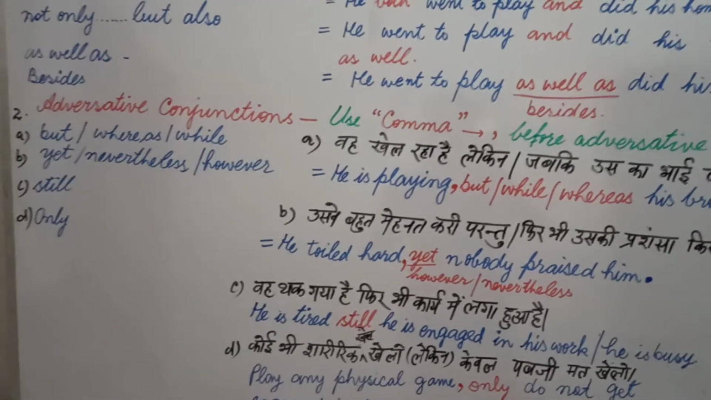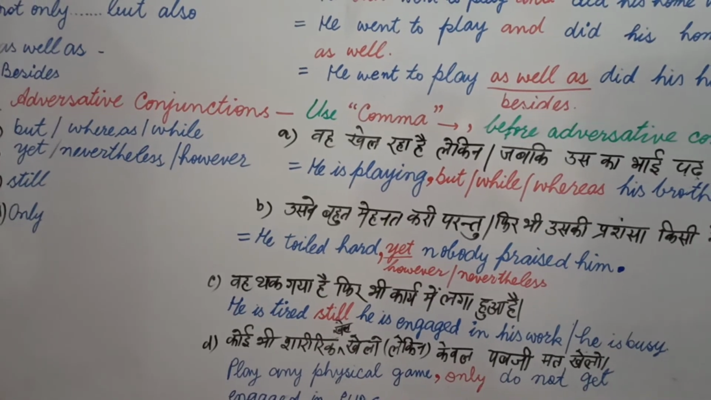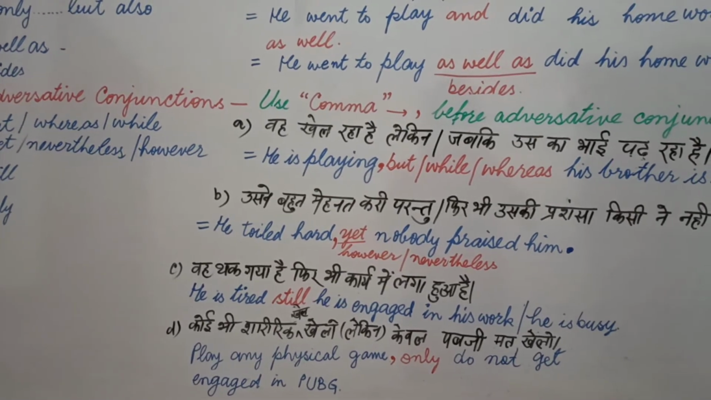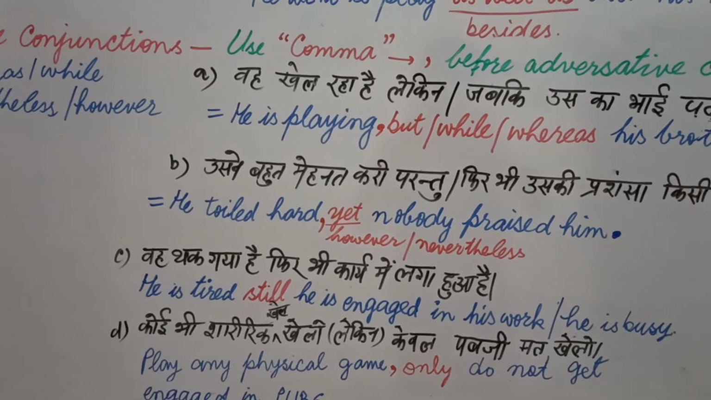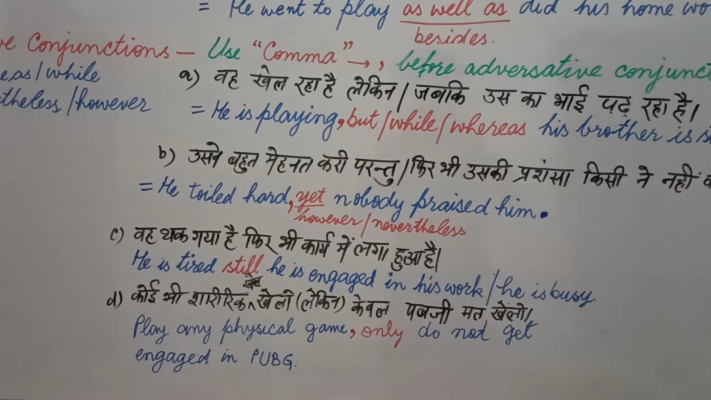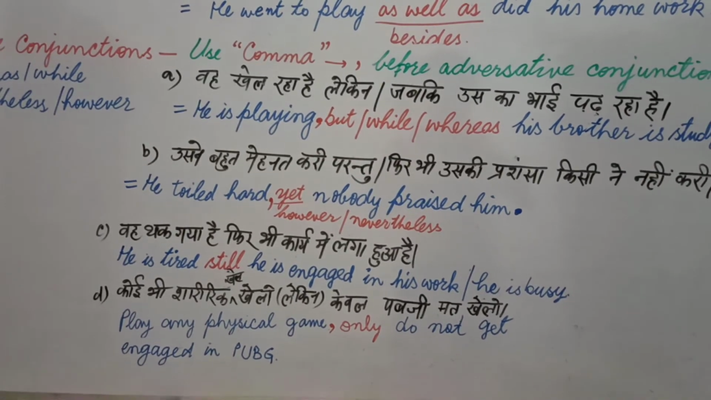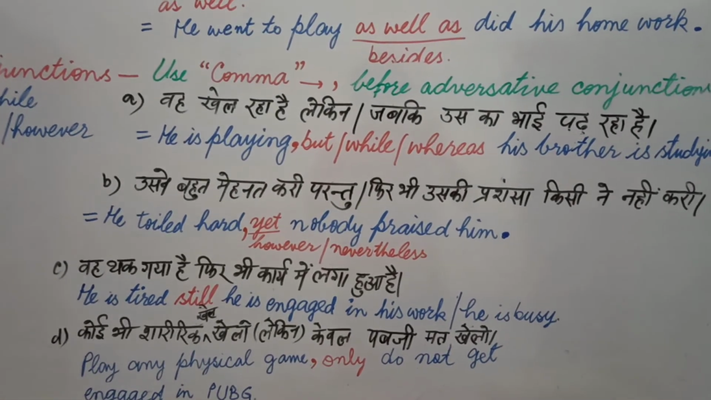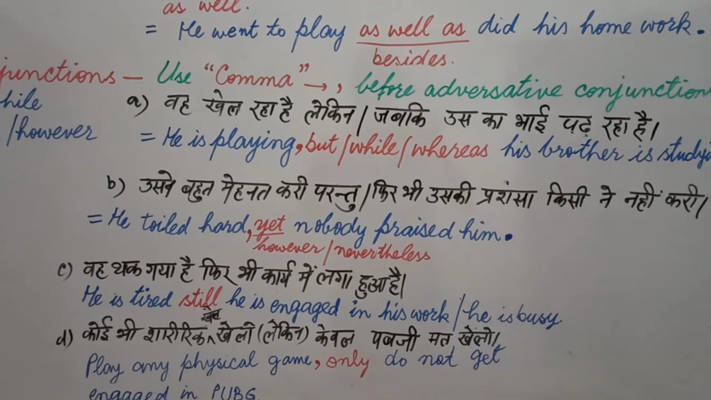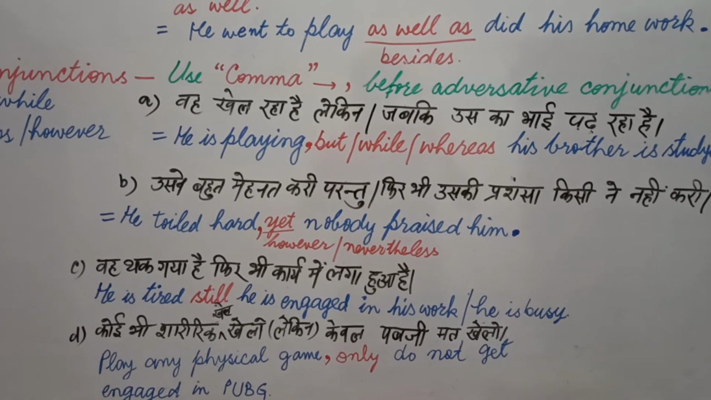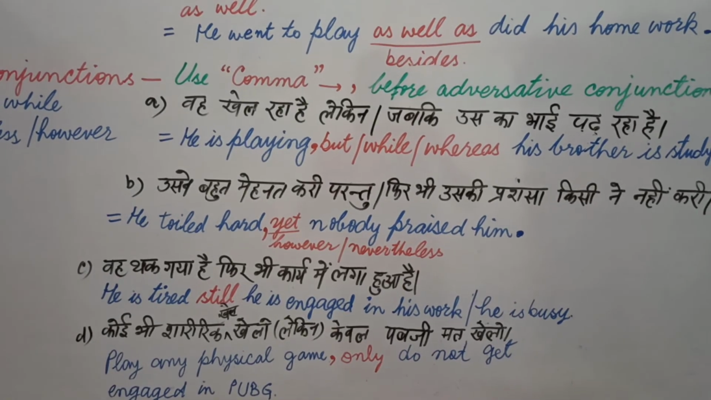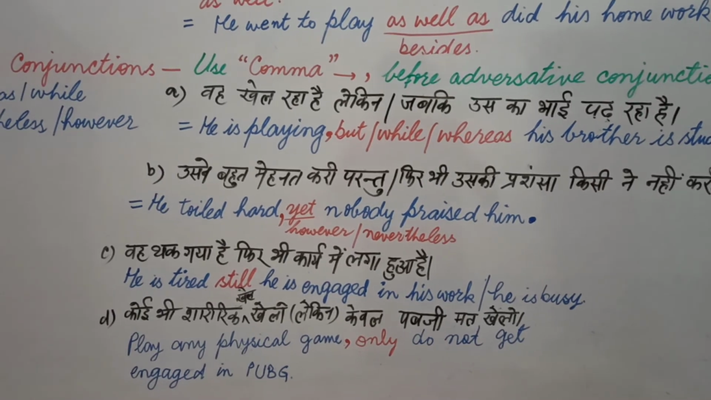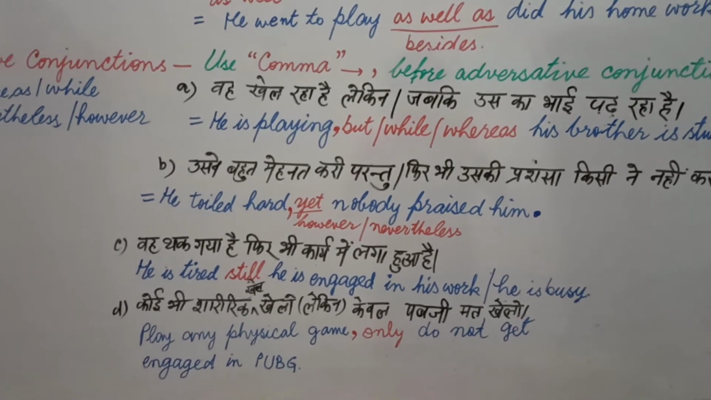Now students, next conjunction, only. Maybe you are trying to use it for the first time. कोई भी शारीरिक खेल खेलो, केवल पबजी मत खेलो. It means play any physical game, comma, only do not get engaged in PUBG. I mean to say, if I write this sentence, it is in the sense of opposition, in the sense of but. Now this only becomes a conjunction, and it is a conjunction that particularizes something.